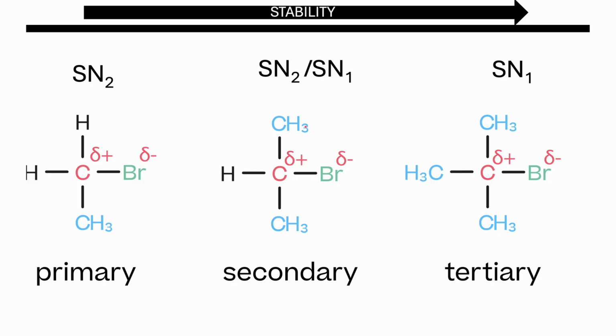Secondary has two alkyl groups that are attached to your carbon that's attached to your halogen. Lastly, you have your tertiary halogenoalkanes, and this is where you have 1, 2, 3 alkyl groups or your methyl group attached to the carbon that is attached to your halogen. In terms of stability of your halogenoalkane, your tertiary halogenoalkanes are more stable than your primary.